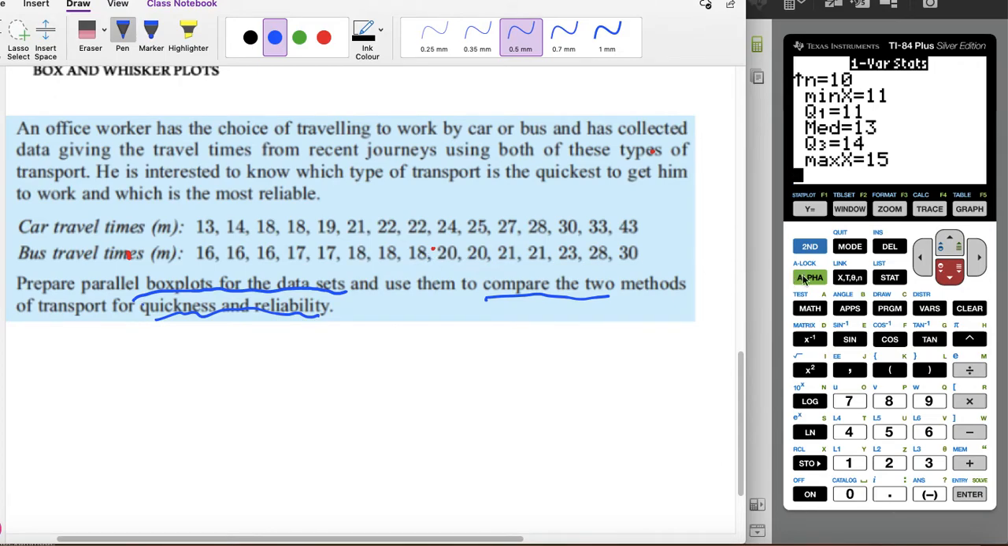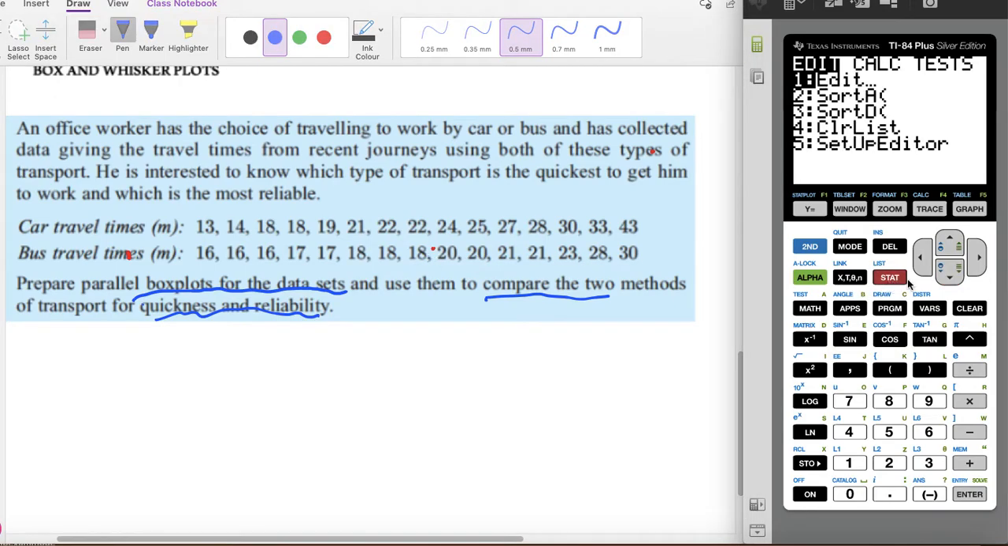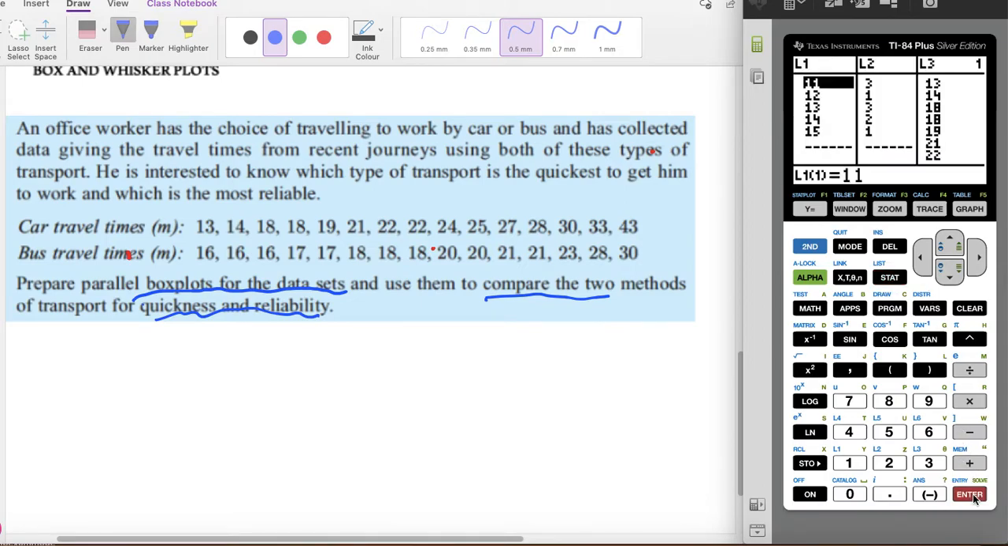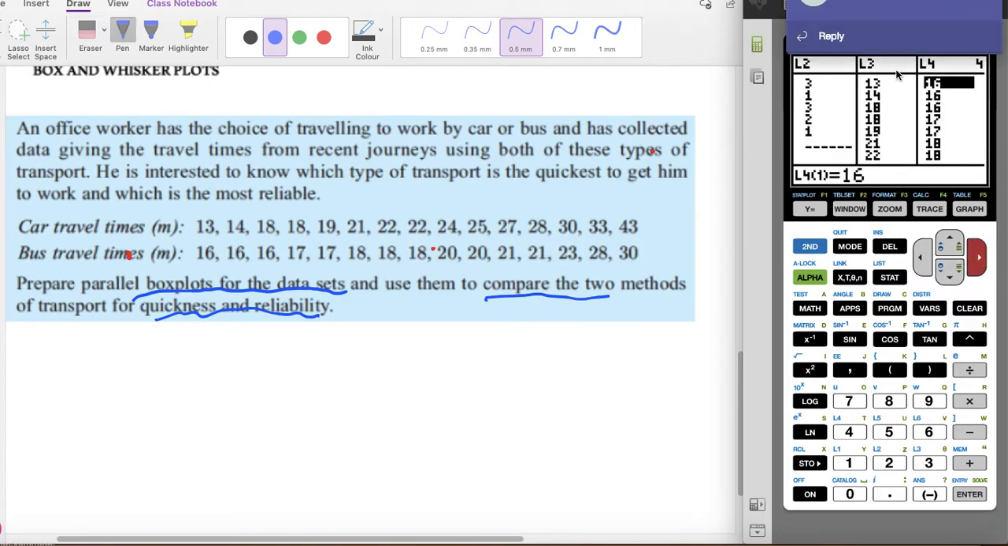So we're going to go back into Stat, and we're going to go to Edit, and this time put the data in. I've already put it in just to save time. This time I'm putting it in L3 and L4. You can clear L1 and L2 and put it in L1 and L2, or you can put it in L3 and L4 like I have. So you can stop the recording now and get your data in.